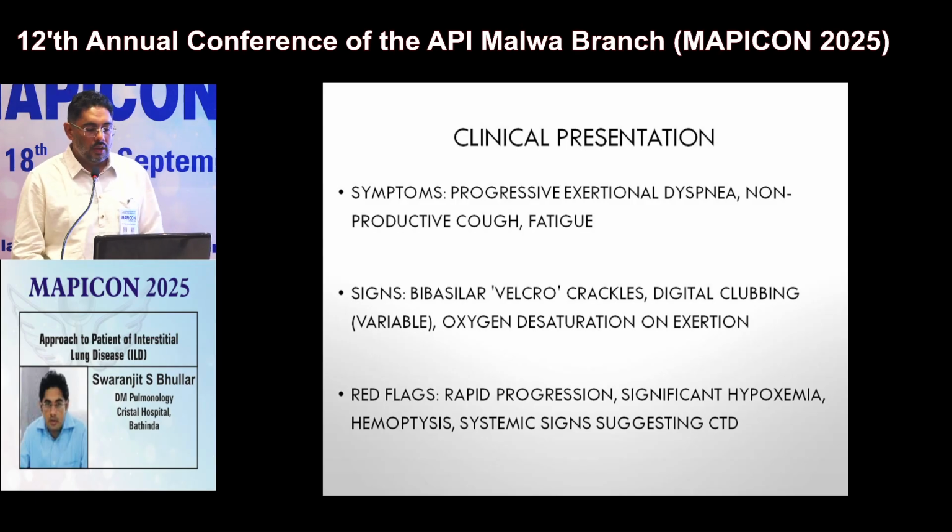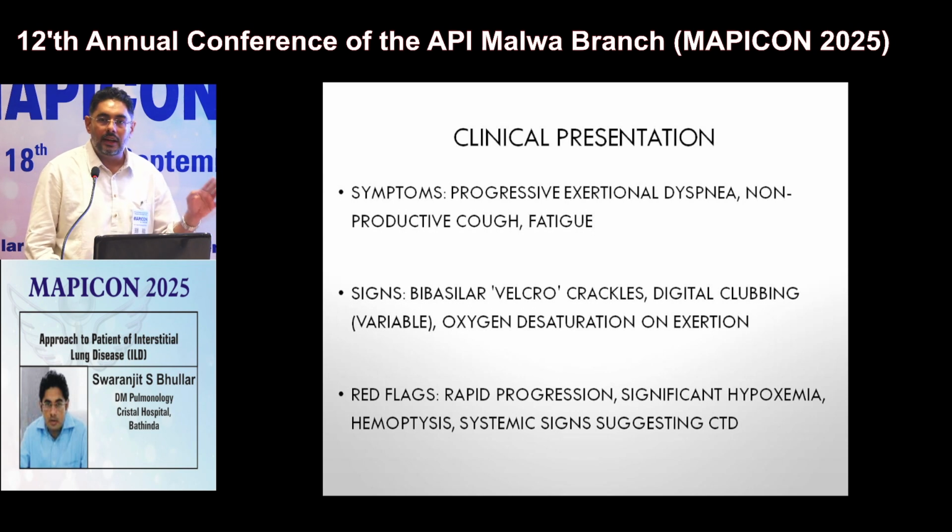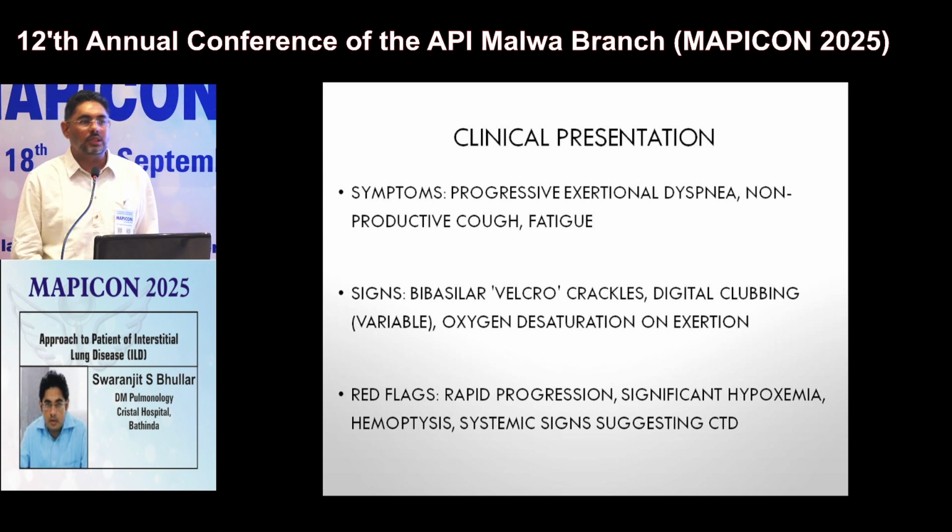So what is the clinical presentation? I think everyone knows the symptoms are the same: progressive exertional dyspnea with a non-productive cough, fatigue. Classic signs are bibasilar velcro crackles; they may not be present in all ILDs, but if they are present, they are very characteristic of ILD. Then digital clubbing, oxygen desaturation on exertion. If there is oxygen desaturation at rest, if the saturation is less than 90% at rest, then you may think the disease is already far more progressed.